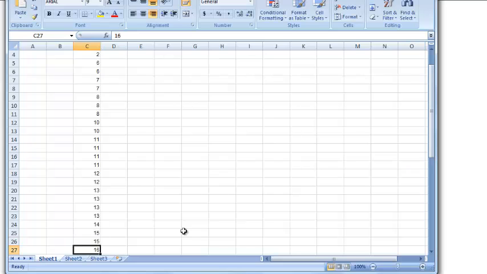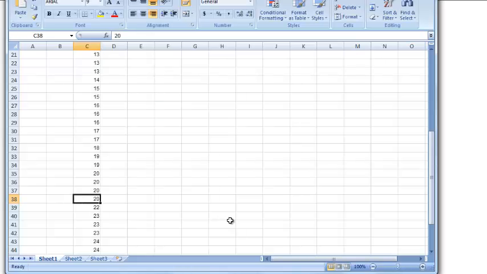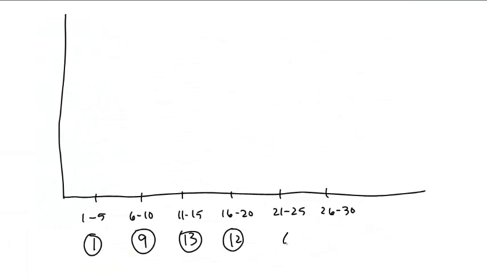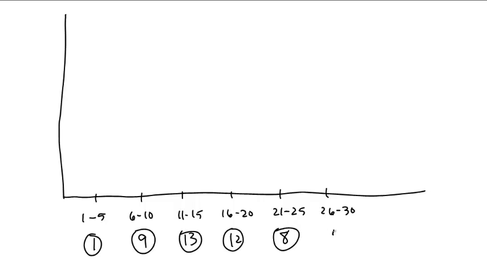How many were between 16 and 20? 16 to 20 is 1, 2, 3, 4, 5, 6, 7, 8, 9, 10, 11, 12. 12 were between 16 and 20. How many were between 21 and 25? 1, 2, 3, 4, 5, 6, 7, 8. 8 were in that range. And how many were between 26 and 30? That was 1, 2, 3, 4 classes were that big.